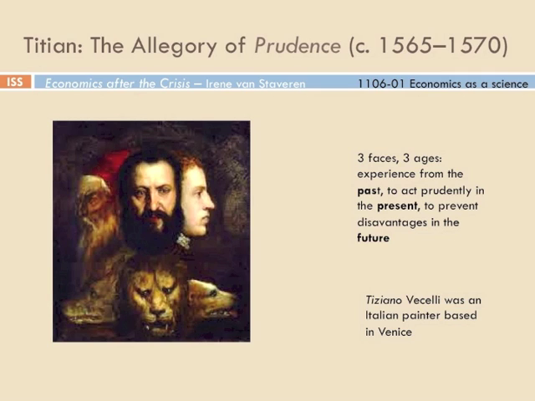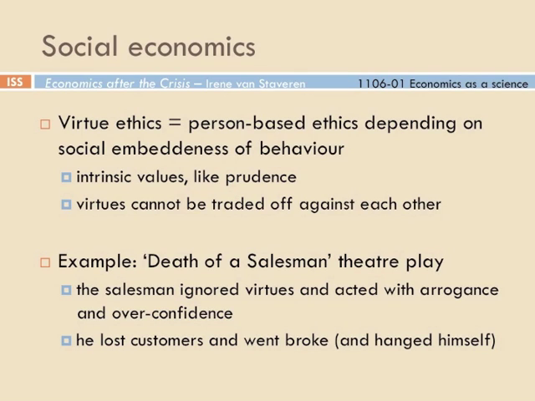The virtue of prudence is about taking responsibility for your own choices in the past, the present, and the future. Social economics recognizes that economic agency requires virtues. The theater play Death of a Salesman shows that when you don't have these virtues, you will fail.